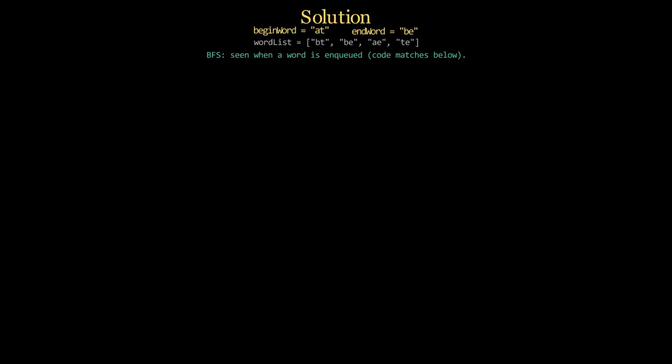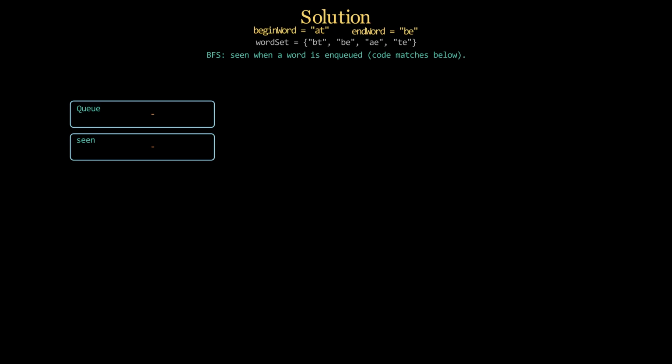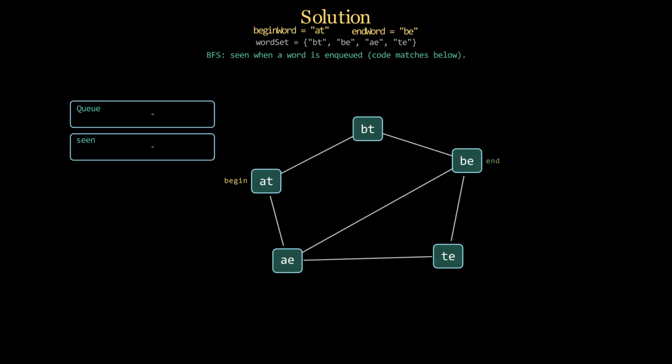Solution, breadth first search. Begin word may be missing from word list, it is still the start. We ask is this word allowed many times, and checking a list would rescan every time, so we use a set for fast membership. Then BFS with a queue, distance, and seen set, the graph on the right is the full toy picture. Put begin word at in seen first, then enqueue at distance 1. In this pattern, seen is updated when a word enters the queue, not when it is dequeued, so the same word is never enqueued twice.